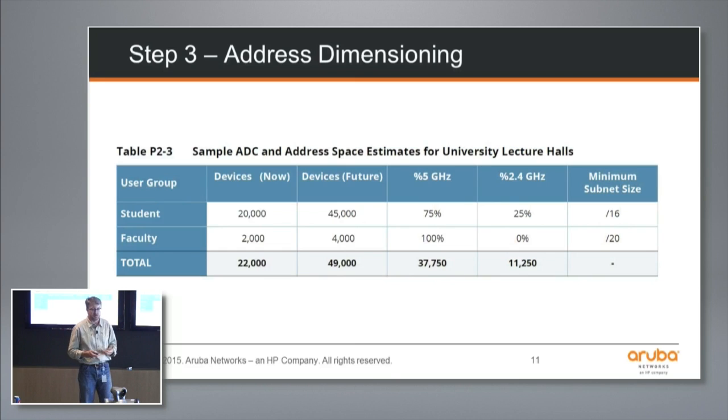This would be for a large university with a lot of lecture halls, and the idea here is that we're summing basically all the lecture halls together. We're going to put all those users in one VLAN. And then the faculty, of course, are another significant user community, so I need a /20 for the faculty.